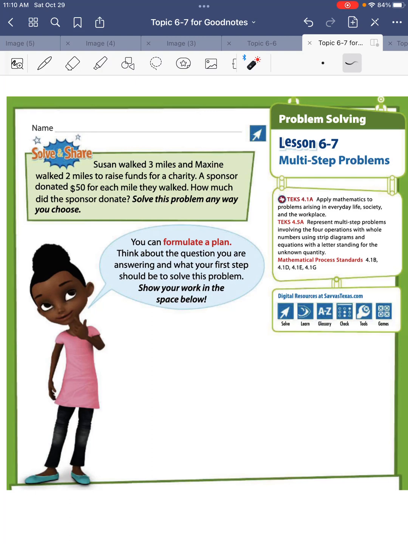Hi boys and girls, I'm going to do lesson 6-7, multi-step problems. I'm going to apply mathematical problems arising in everyday life, society, and workplace. I'm going to represent multi-step problems involving the four operations with whole numbers using strip diagrams and equations with a letter standing for the unknown quantity. So I'm going to be using a lot of strip diagrams and equations for this, okay?